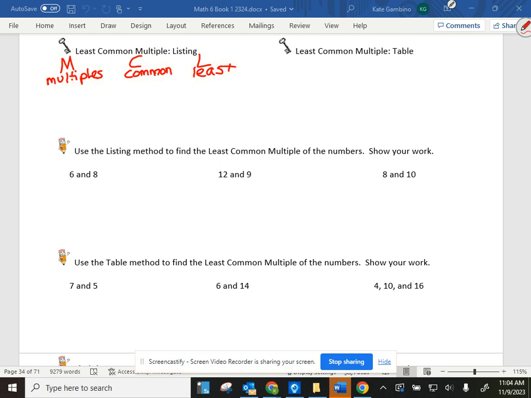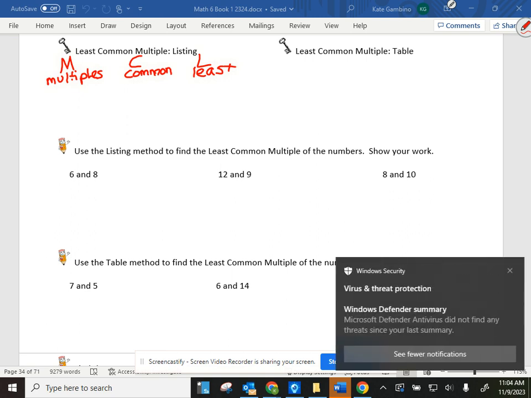Then we have our table method. We talked about that table method yesterday. I have that table method as part of the word wall. So I brought it back up here. I didn't bring it up yesterday. We just worked on the board what the table method was. So we've got the same table method that we used yesterday. So we would put our 2 numbers.